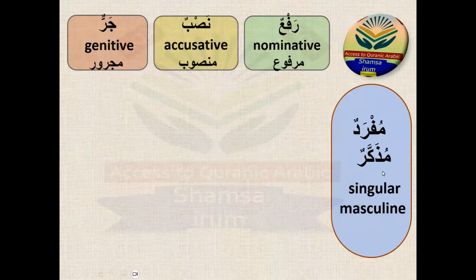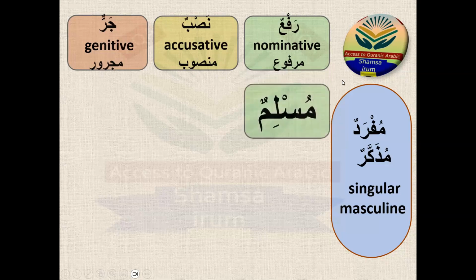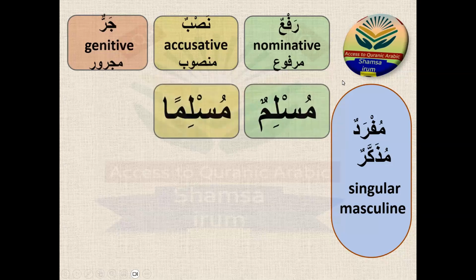I told you that in this lecture we will discuss only the singular mufrad mudhakkar. I will discuss that first, then we will discuss the mufrad muannas. So there are 3 categories: rafa, nasab, jar, marfu, mansub, majroor. And I'm going to give one word: muslimun, musliman, muslimin. These 3 words I wrote.